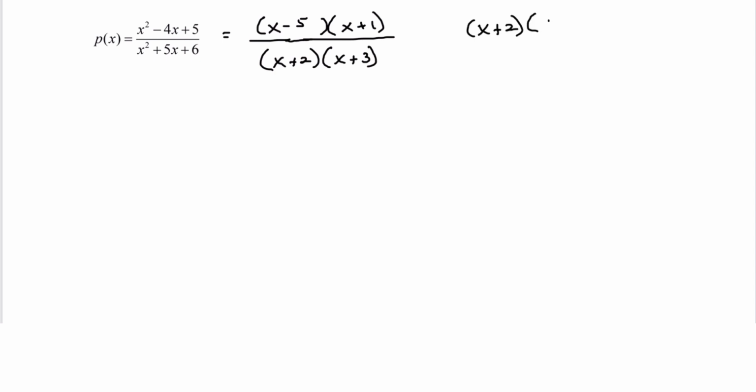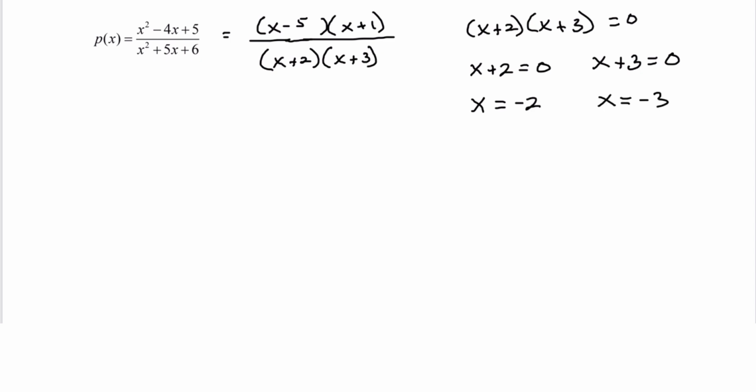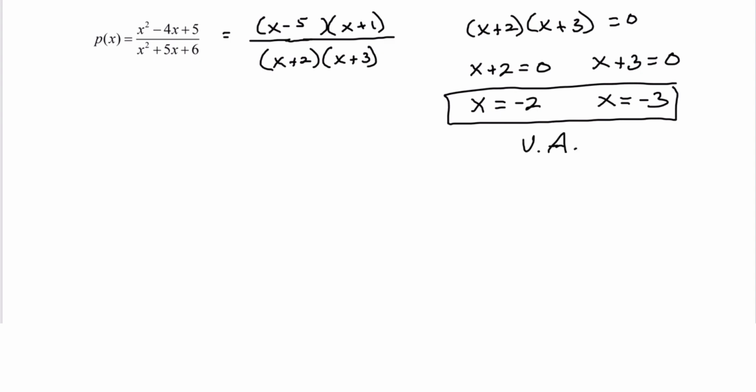And now that it's factored, it'll be a little bit easier. And we solve. So like usual, we will split this into two separate equations. Set each factor equal to 0 and solve. X equals negative 2 and x equals negative 3. These are both vertical asymptotes. In this example, nothing reduced after we factored, so we don't have any holes in the graph.